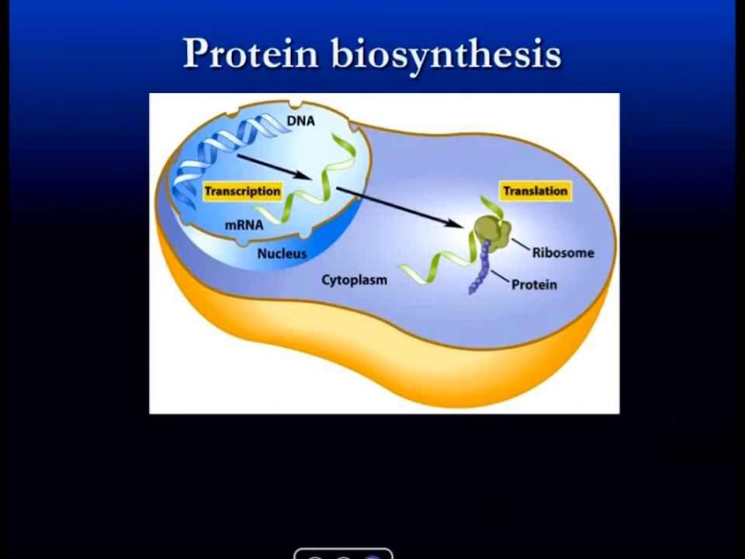The ribosome is part of the cell outside of the nucleus, past the nuclear membrane, in the area called the cytoplasm. The cytoplasm is this whole sort of blue area here. The ribosome is located there. So in order to produce the proteins, you've got to get the information from the DNA out into that ribosome. That's going to be accomplished through a two-phase process known together as protein biosynthesis. The two phases are called transcription and translation. Transcription occurs in the nucleus. Translation occurs in the cytoplasm.